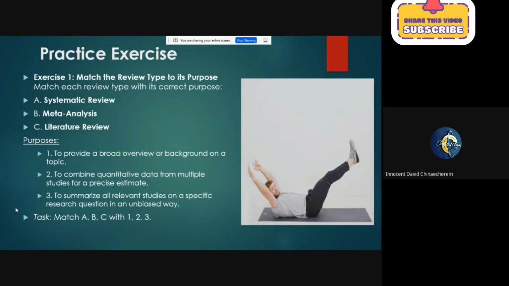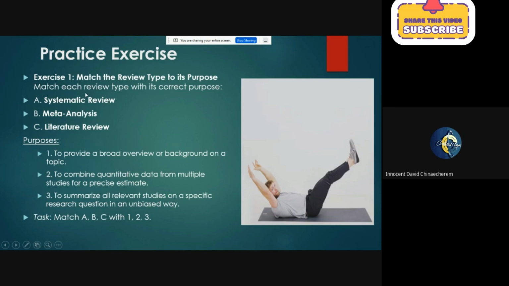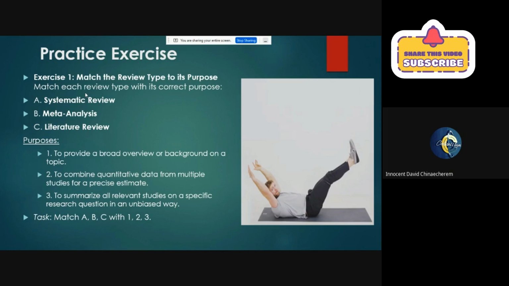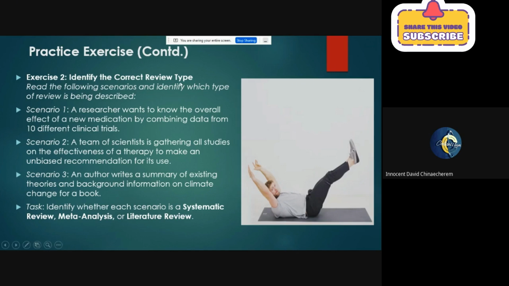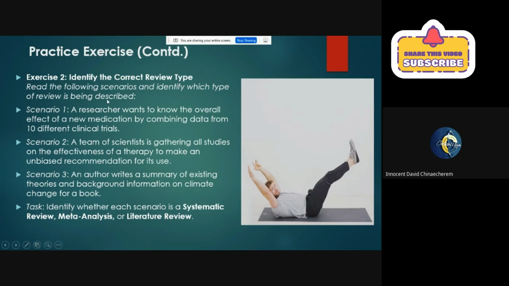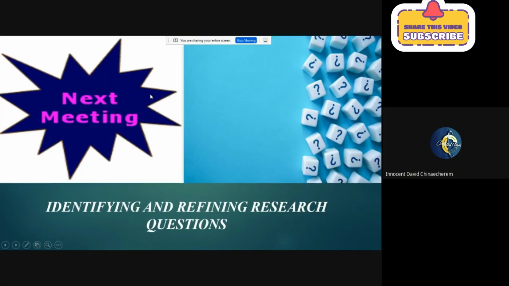So we headed to exercise. What a very beautiful man who is doing his exercise here, right? So you need to do some of these practice exercises and send them across, right? So match the review types to its purpose. Then we have a second exercise where we need to identify the correct review type. And we have a third exercise where we have to imagine choosing the right approach.